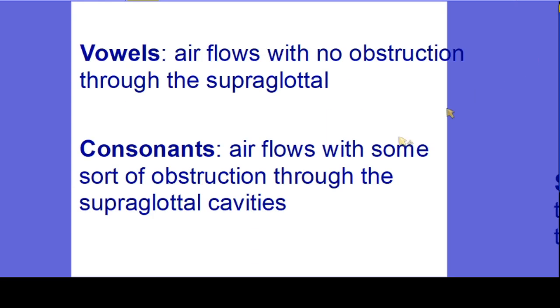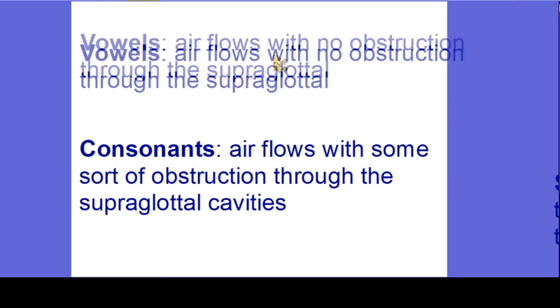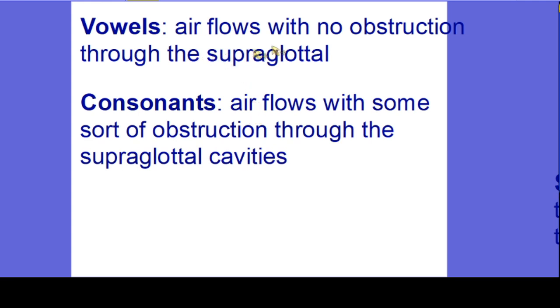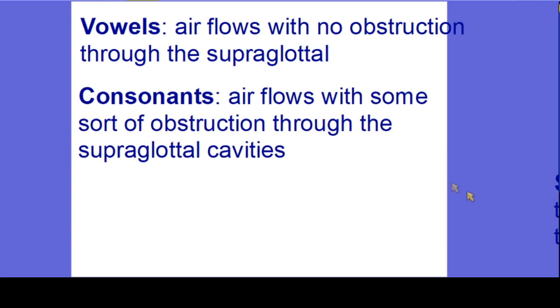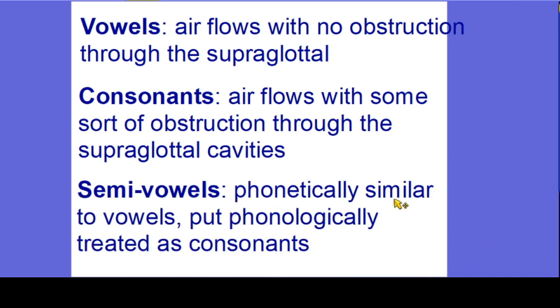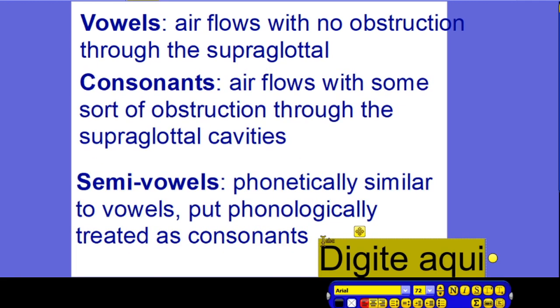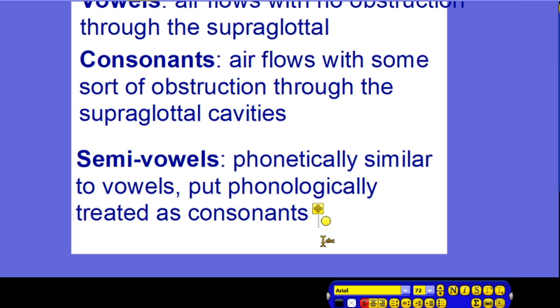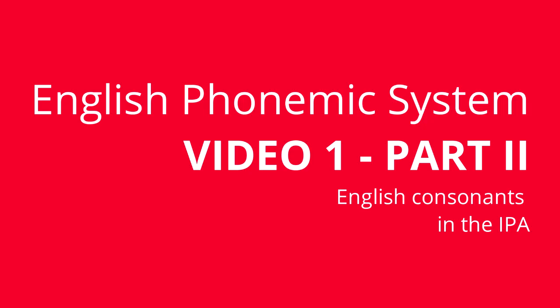So basically, we have three types of sounds. We have vowels, no obstruction. We have consonants, some sort of obstruction, and we have what we call semi-vowels. They are phonetically similar to vowels, but phonologically treated as consonants in English, right? In other languages, it could be different. And what are those in English? The "ya" phoneme and the "wa" phoneme.